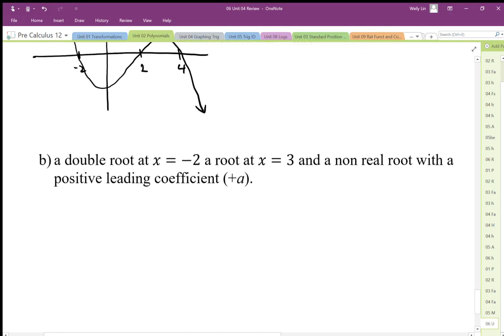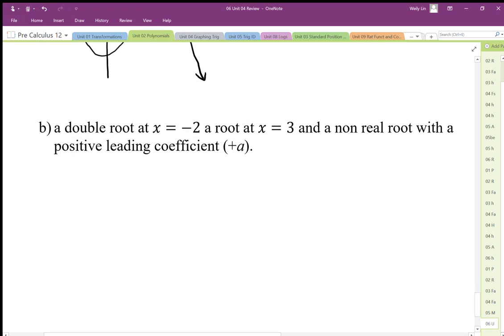And then this last one here, we have a double root at negative 2 and a root at x equals 3, and a non-real root with a positive leading coefficient. So this means that we have 2, 3, and non-real roots come in pairs.